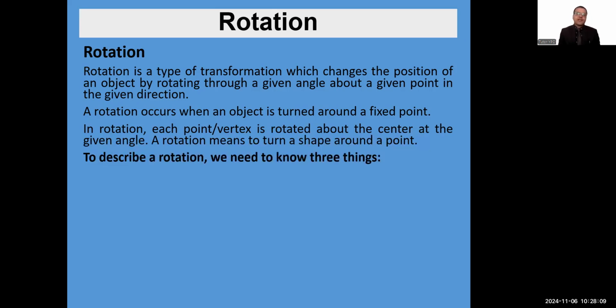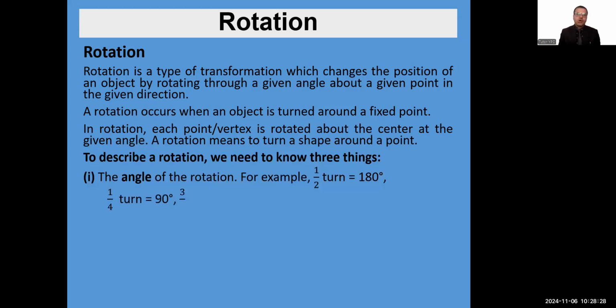A rotation means to turn a shape around a point. So to describe a rotation, we need to know 3 things. The angle of rotation, for example, half turn. Half turn means 180 degrees. A quarter turn means 90 degrees. 3/4 turn means 270 degrees, and so on.